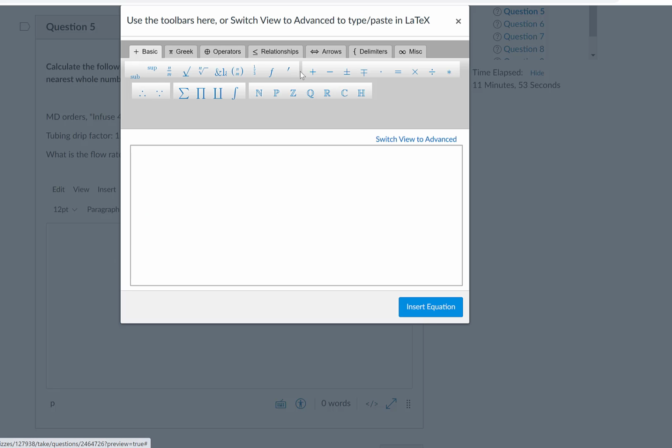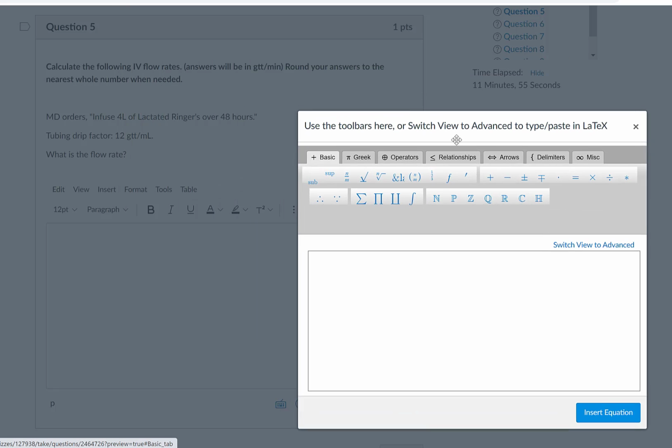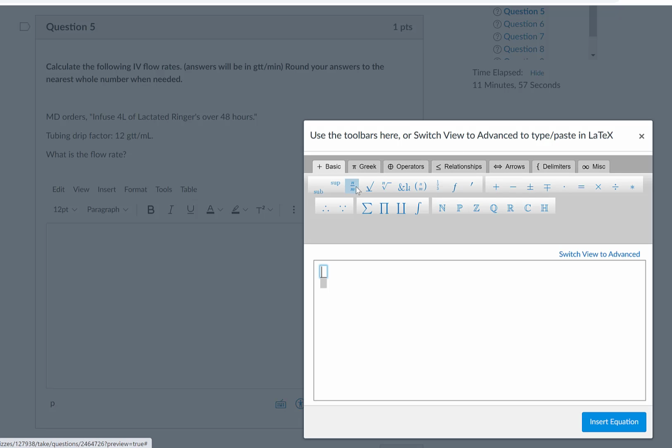Go to your equation, move it where you can see. Look at your first equation, read your question, and see what it's asking you. It wants to know IV flow rates. My answer is going to be in drops per minute. And when I look at that equation, what do I know about drops? I know there are 12 drops in every ml.